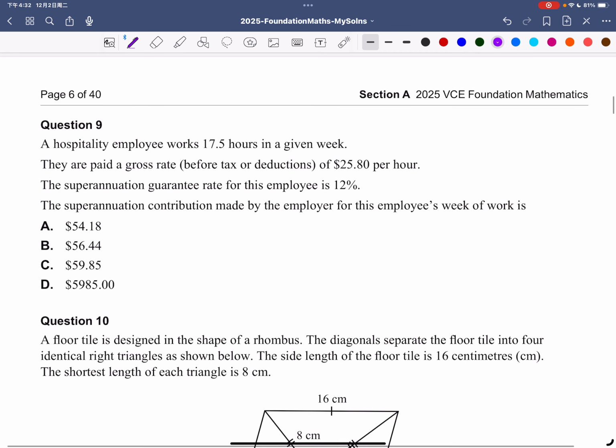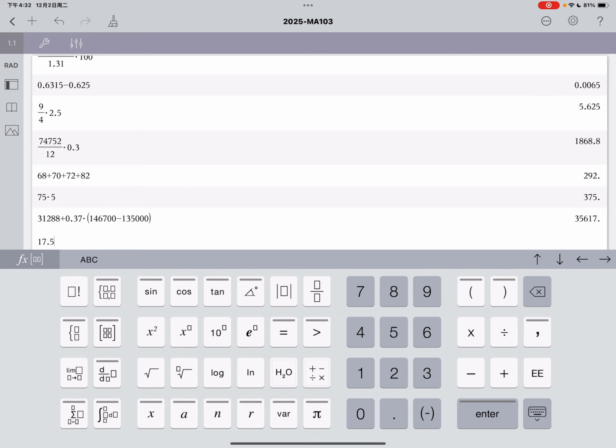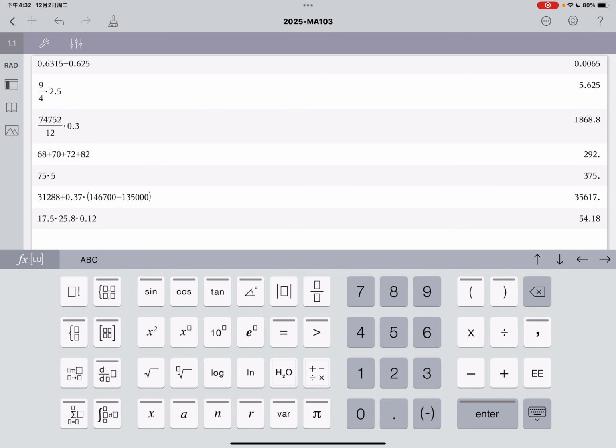All right. A hospitality employee works 17.5 hours in a given week. Paid a gross rate of 25.80 per hour. Well, I believe that's slightly higher than the minimum wage. Geez. 17.5 times 25.80 and a superannuation guarantee multiplied by 0.12, which is 12%. So we can just do a calculation. 17.5 multiplied by 25.8, the hourly rate, multiplied by 0.12. And then the superannuation amount, the super amount should be 54.18.